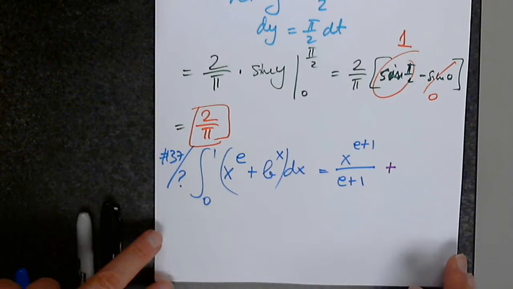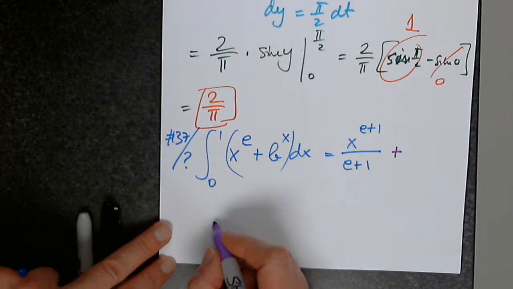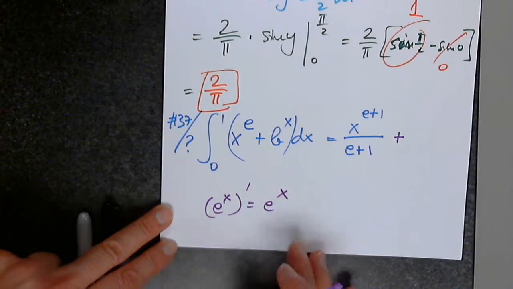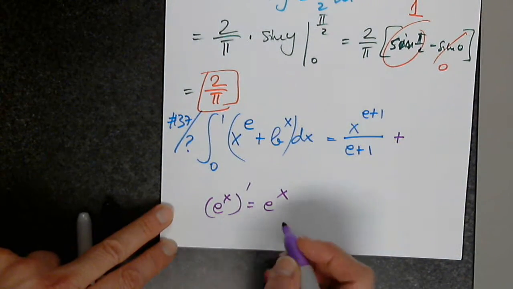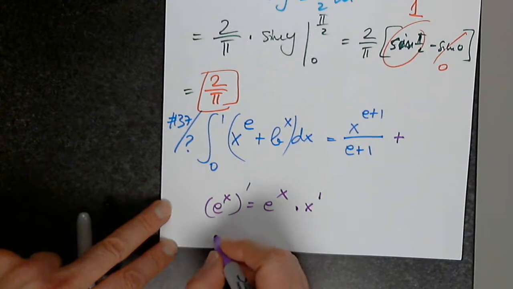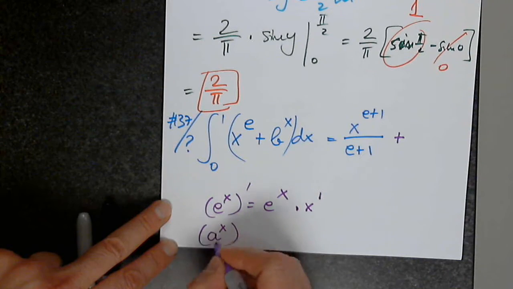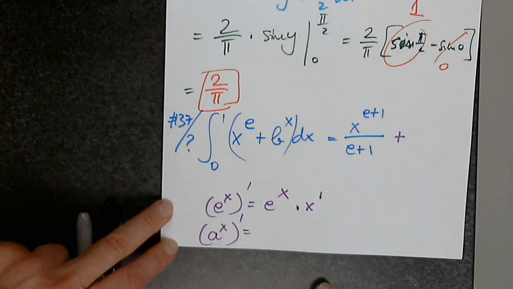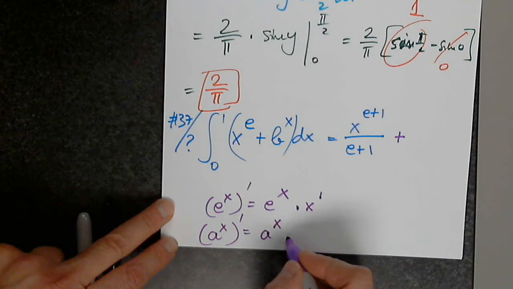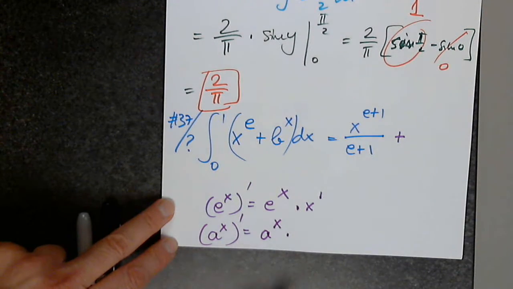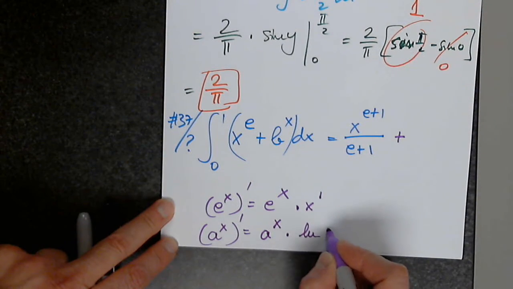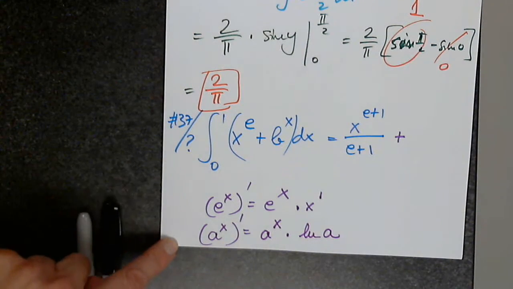Now remember, let me refresh your memory. e to the x prime is e to the x, times the inner, which is x prime, which is 1. Excellent. But what about a to x prime? What did we say that was equal to? It's a to x times x prime, which is 1, times natural log a. So I think that's where I got confused.